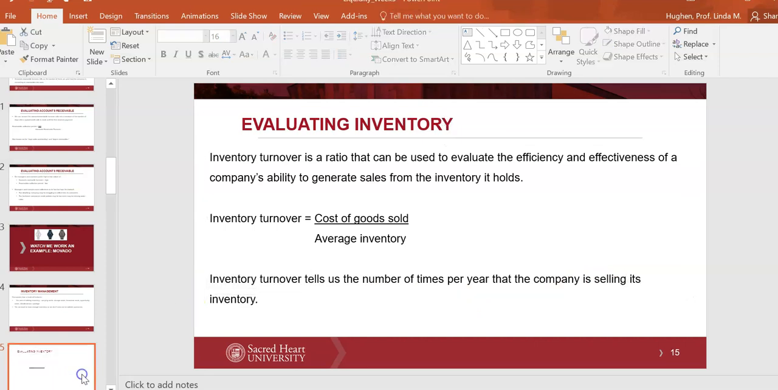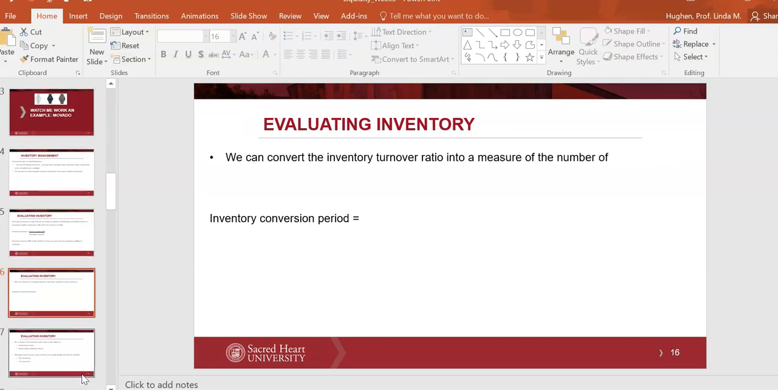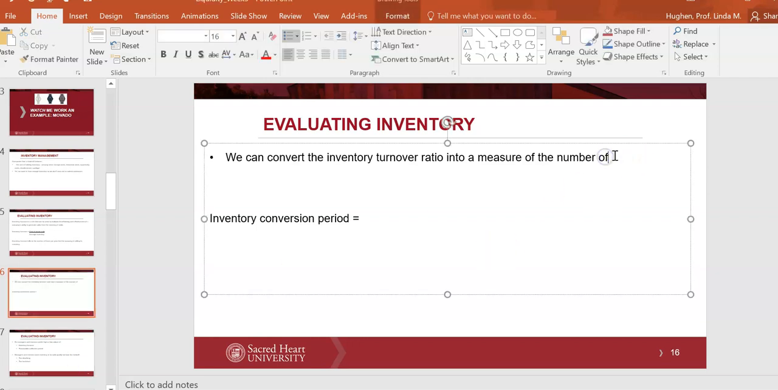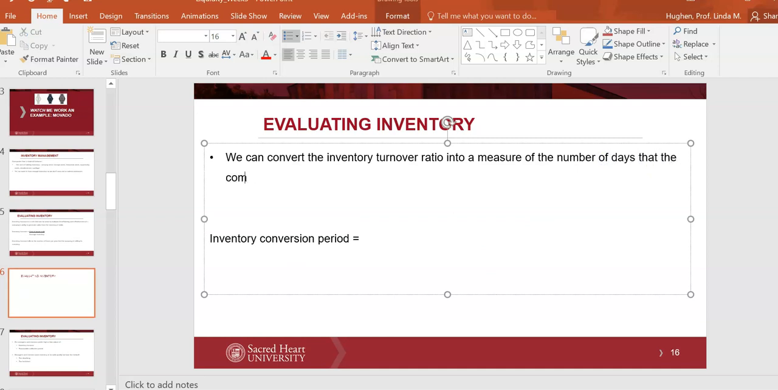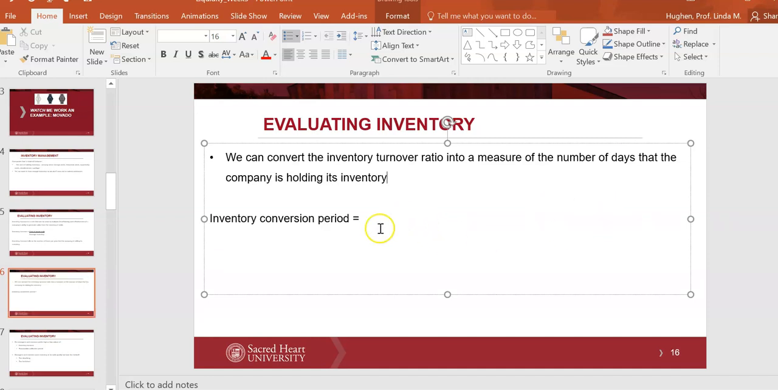And just like we did with accounts receivable, we can also convert this. We can convert the inventory turnover ratio into a measure of the number of days that the company is holding on to its inventory. And we call this the inventory conversion period. The inventory conversion period is 365, because we're doing our analysis in 1-year periods, divided by the inventory turnover ratio.